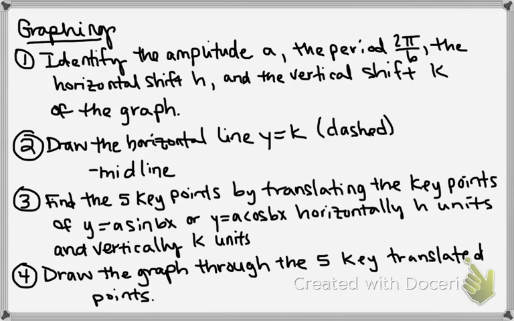Then our final step when graphing these translated trig functions is to draw the graph through those 5 key translated points. So those 5 points that we just found and then translated, we're going to connect them to make that first cycle of either the sine or the cosine. Now remember, the only thing I require is that you make that very first cycle of the sine or the cosine curve.